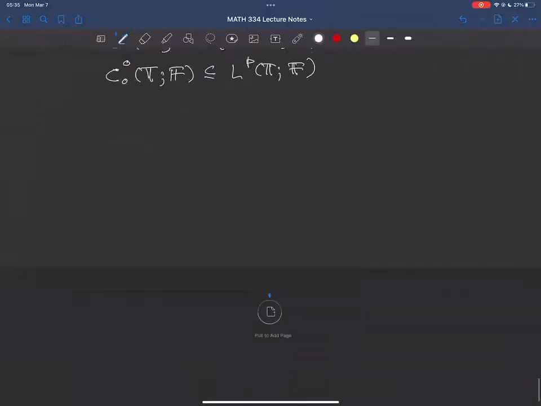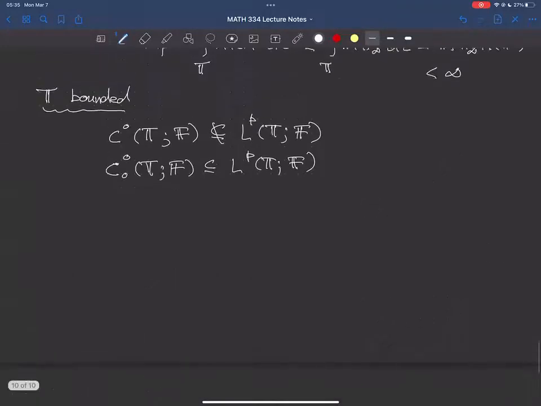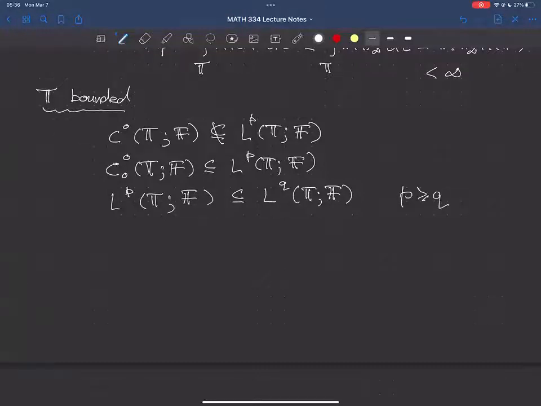What about the relationship between the LP spaces and the other LP spaces? What's true is that LP of T F is contained in LQ of T F if P is greater than or equal to Q. This is for bounded time domains. So let's prove that.